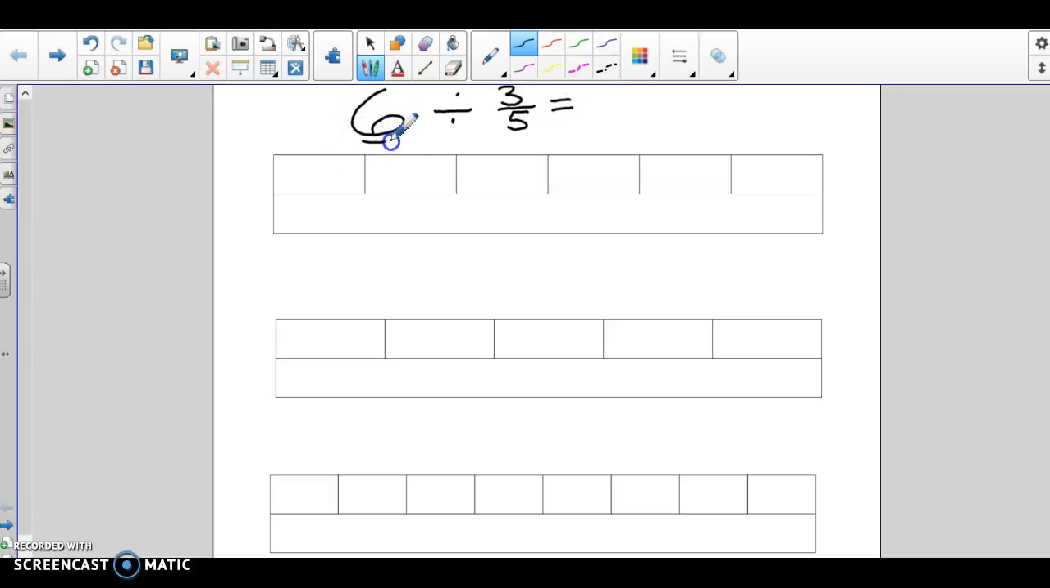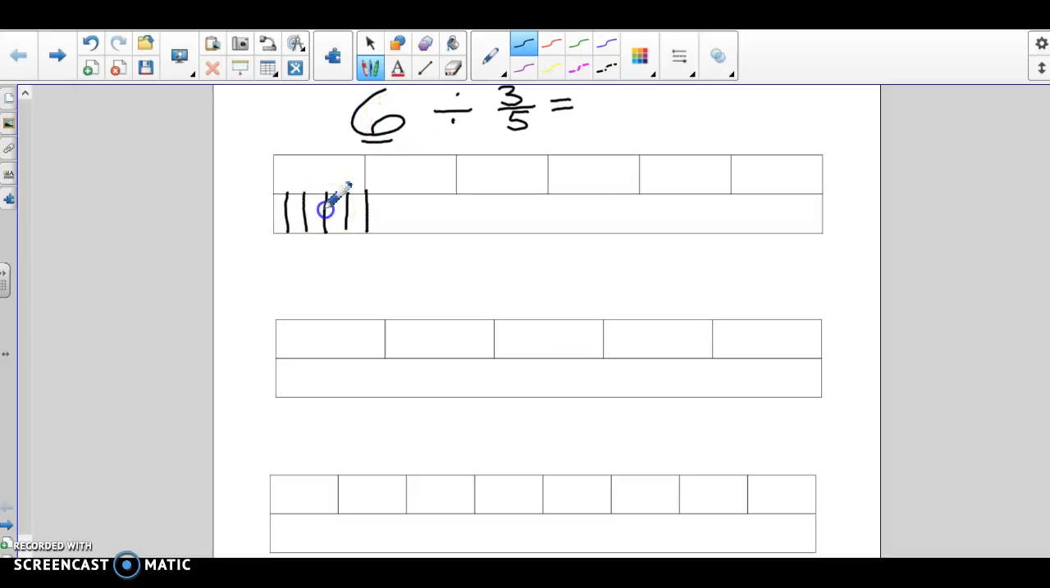So our whole number is 6, and the way you model it is by making 6 whole units. Okay? And again, we're asking how many 3/5 are in 6. So we'll extend the line down for each one and divide it into the number of parts, which is fifths. So we have 1, 2, 3, 4, 5 parts. 5/5. We want to know how many 3/5 are in 6.